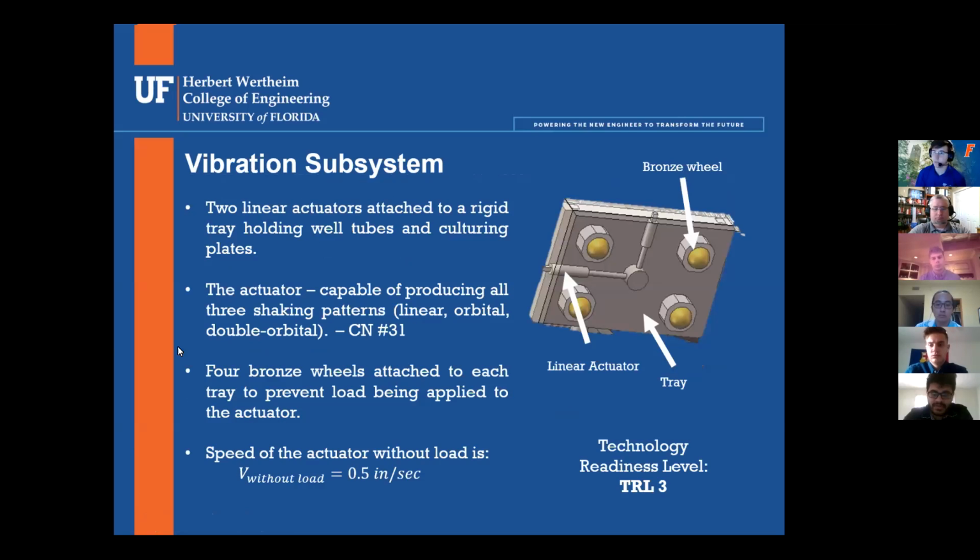Moving to the vibration subsystem. The vibration subsystem consists of two linear actuators that are attached to a steel tray which holds the stands containing the incubation media. The two linear actuators are connected by ball joints that allow the actuators to produce all the shaking patterns that were specified in customer need 31, the linear orbital and double orbital shaking patterns.